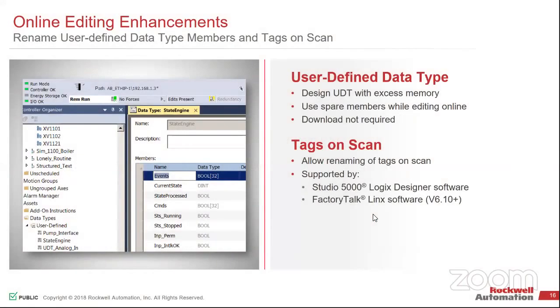So some productivity enhancements. We've added some online editing enhancements to the user-defined data type. Now with version 32, you can rename the tags online without having to stop the controller. If you design your UDT with some excess memory, the spare members are allocated while you're online to do that online change. So something that wasn't available before. It's available now in version 32.